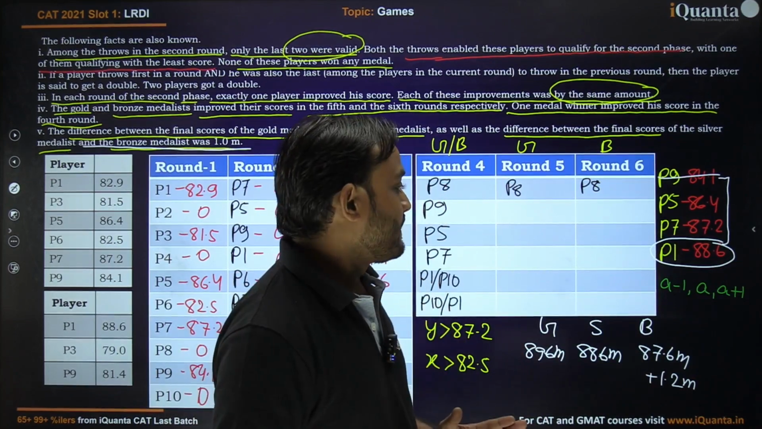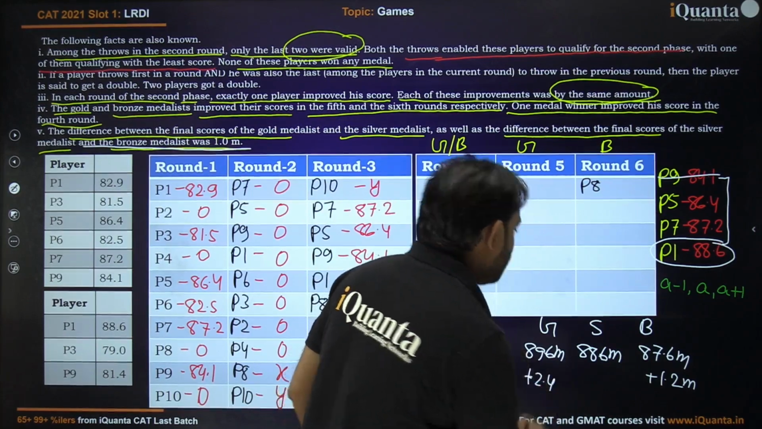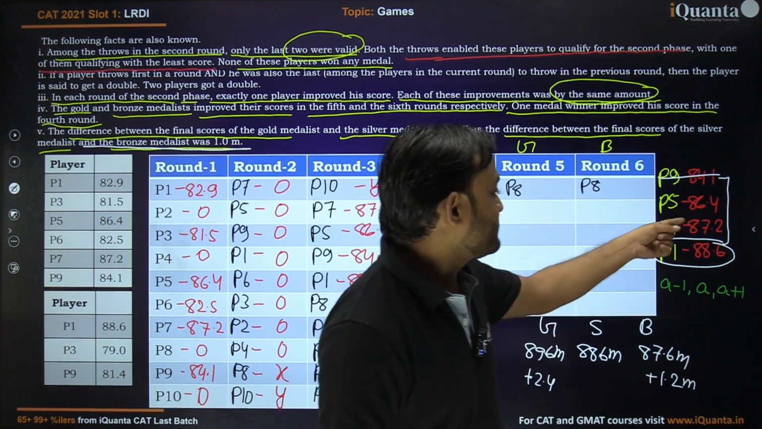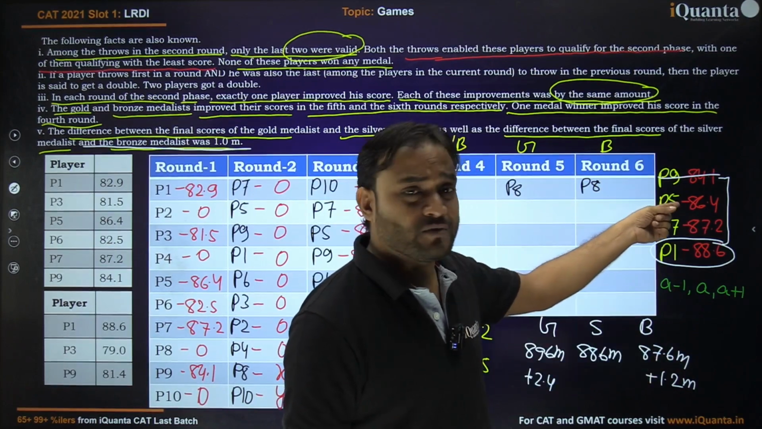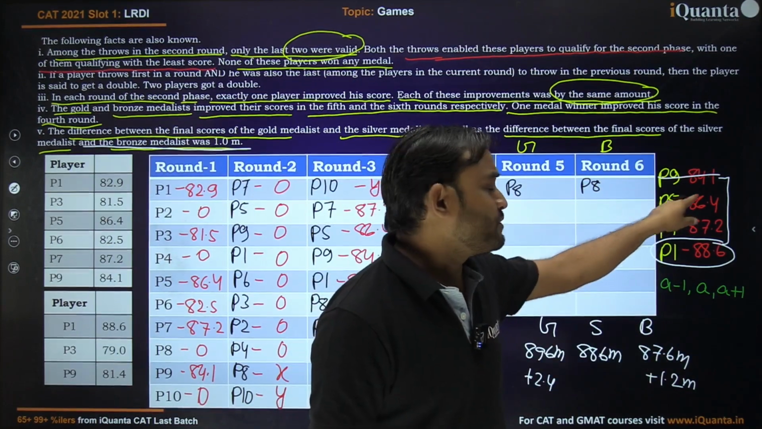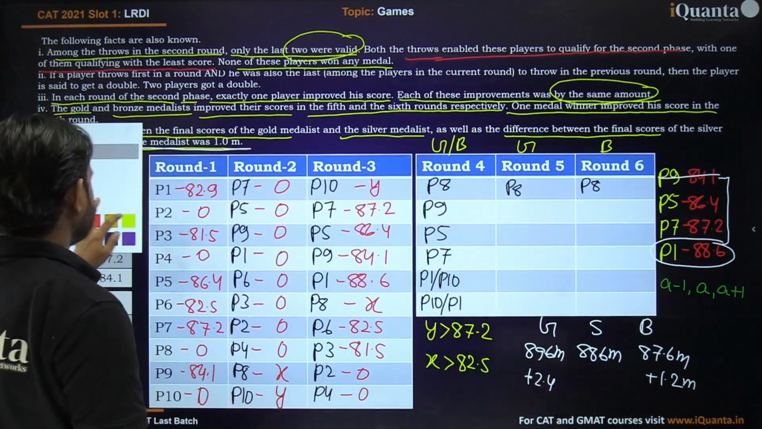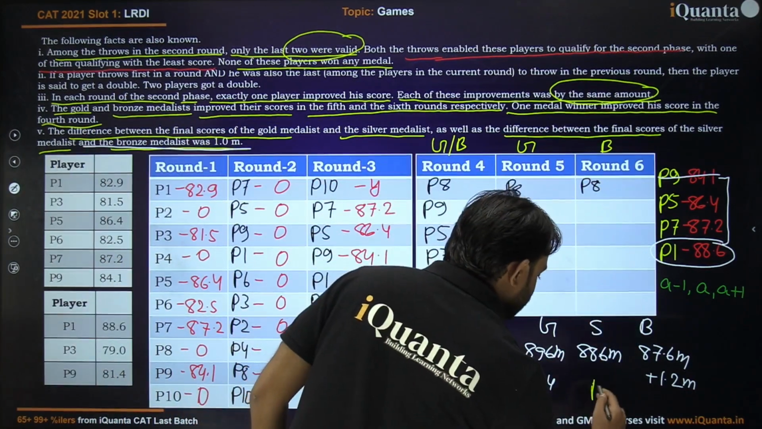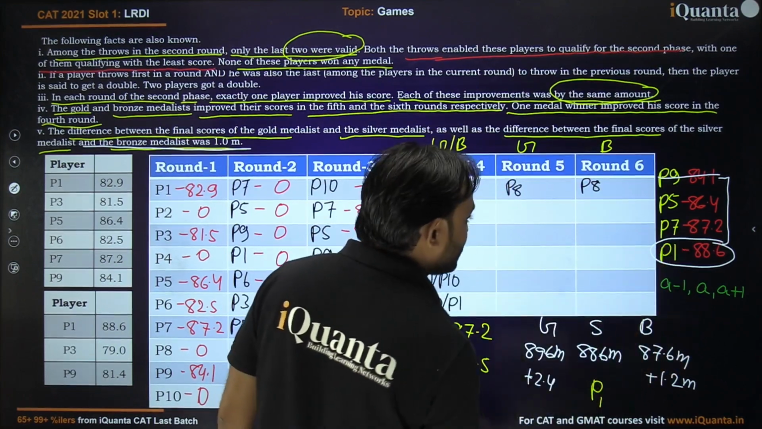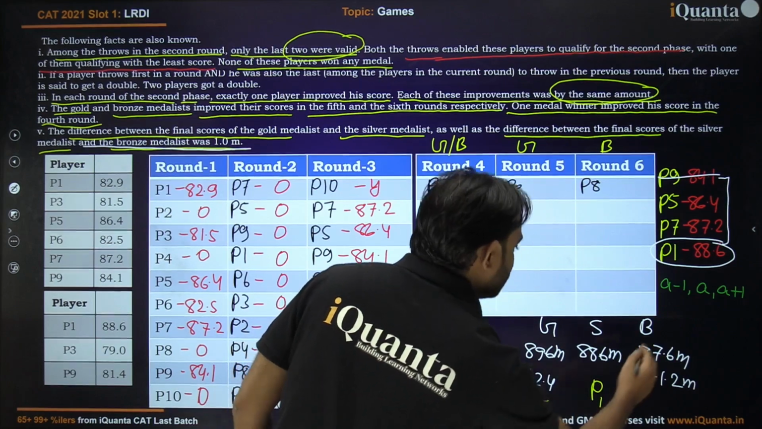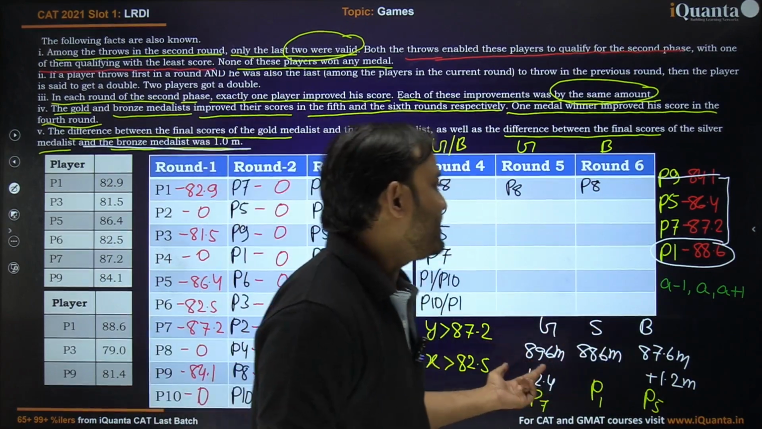Very good. Now let's consider that P7 got the bronze medal. So he must improve by only 0.4. If he improves by 0.4, then the gold medalist must improve by 0.8. If you add 0.8 to P5's score, you don't get 89.6. So now we can say that P1 got the silver medal, P7 got the gold medal, and the bronze medalist is P5. And the improvement is 1.2 and 2.4.